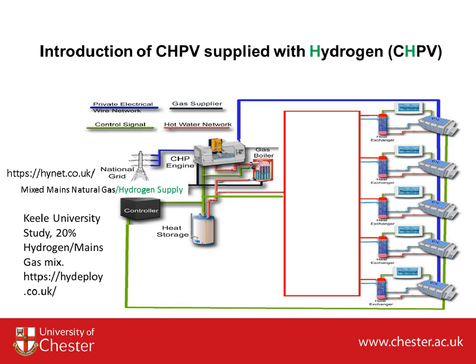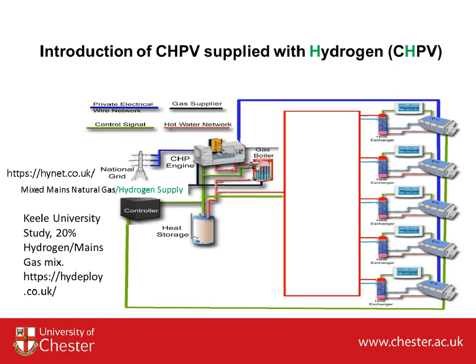So just to finally close off now, this is the new project I'm working on, which asks how we can use hydrogen within the CHPV system. Well, the easiest thing would be to replace the natural gas supply with a hydrogen supply. Keele University, in their HyDeploy project, have done a feasibility study, a successful one, to demonstrate 20% hydrogen in the mains gas to drive their CHP engines, and that's been done. I'd like to do a CHPV case study doing the same.